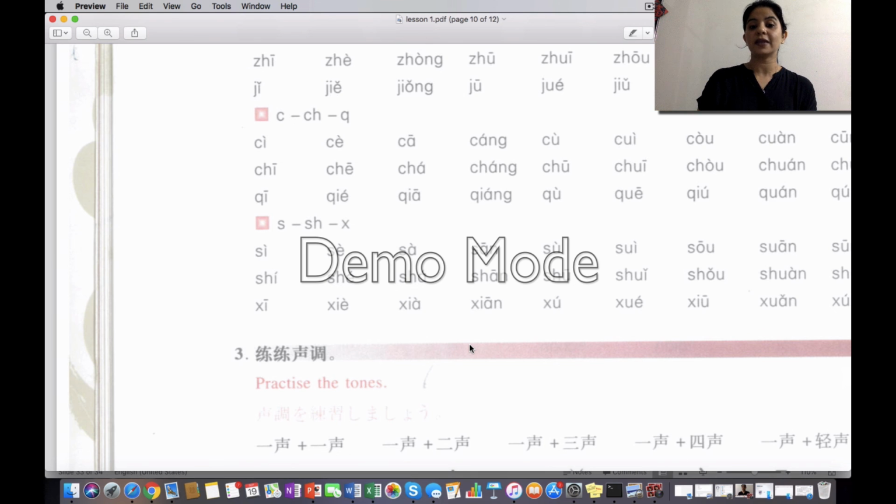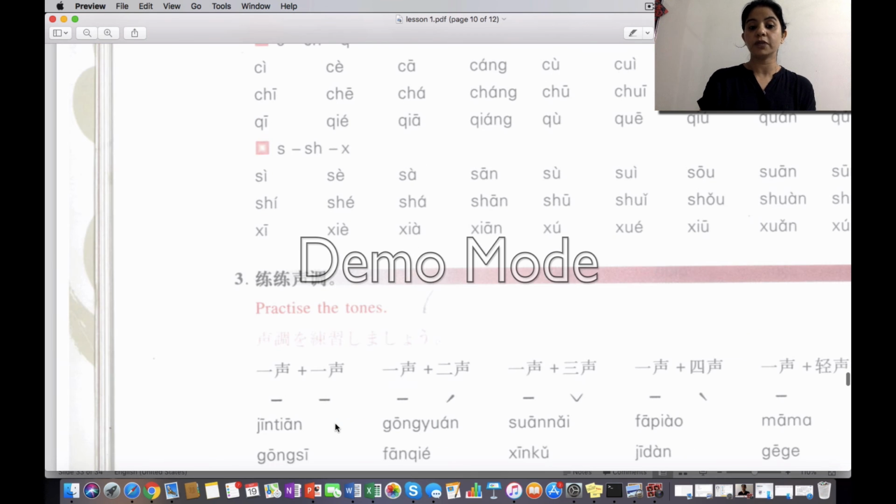Okay, in the next class we will start differentiating between the tones, and then we'll move to a chapter where we start learning words. Thank you so much for your time, and in the next class I hope that you revise all these initials, finals, and tones, and refer to the pinyin chart, which will definitely help you understand the pronunciation part of the Mandarin language.